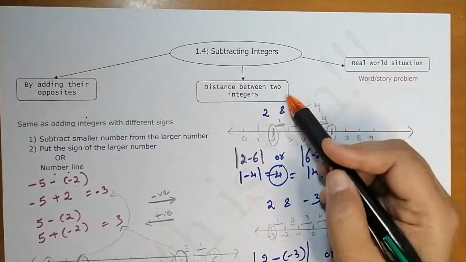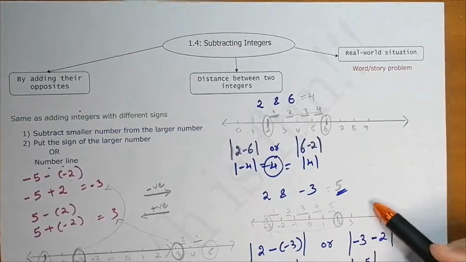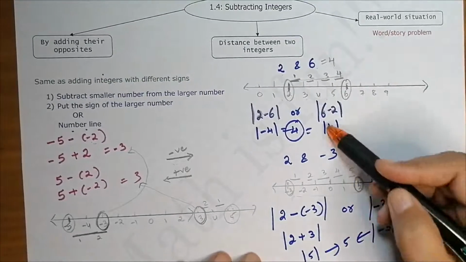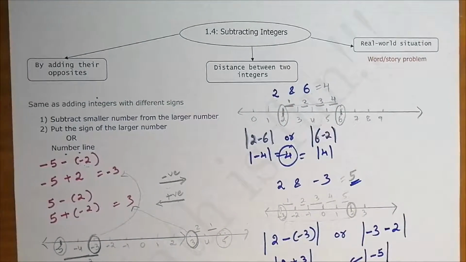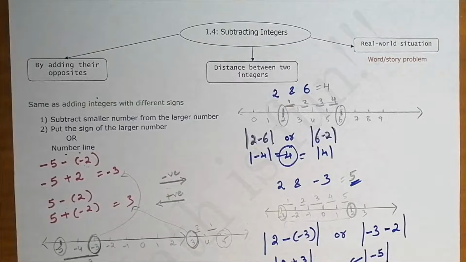And then we saw how to find the distance between two integers. You can do that using the number line, or you can follow this absolute value method. And finally, real world situation. So this is what this chapter is about. I'm sure this has been clear to you.